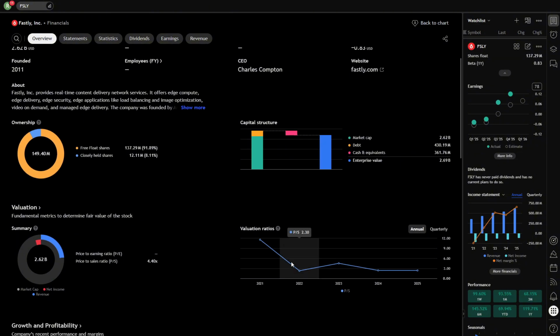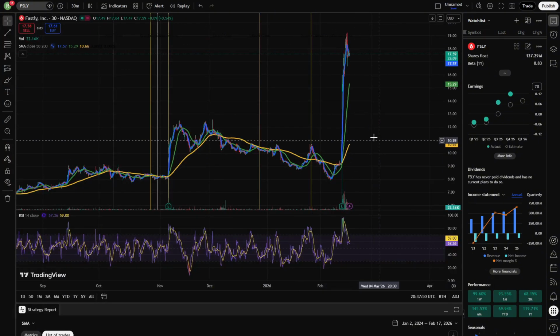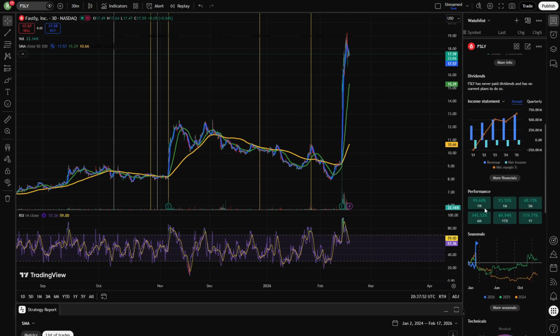Now, if we look at the valuation ratios, we have no PE as they're not profitable yet, but we can look at their price to sales. It has been lower. Currently, it is at 4.40, and has previously been at 2.40. But of course, given the recent rise, it is a bit higher.